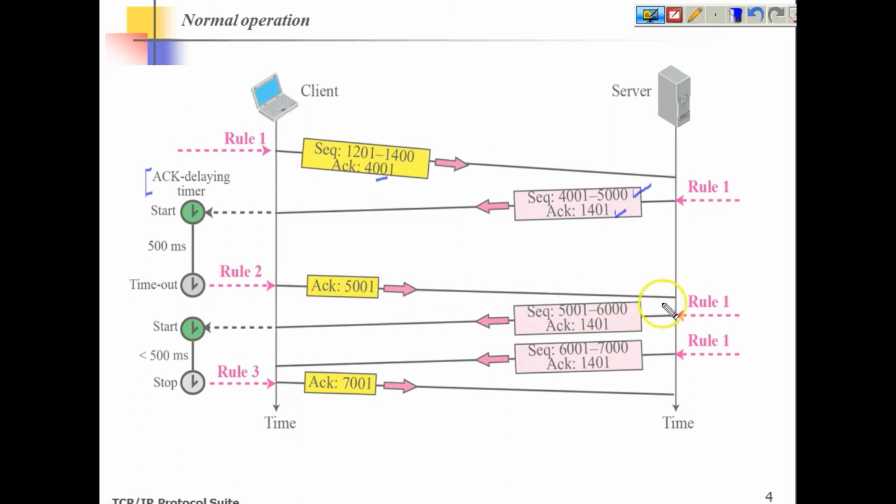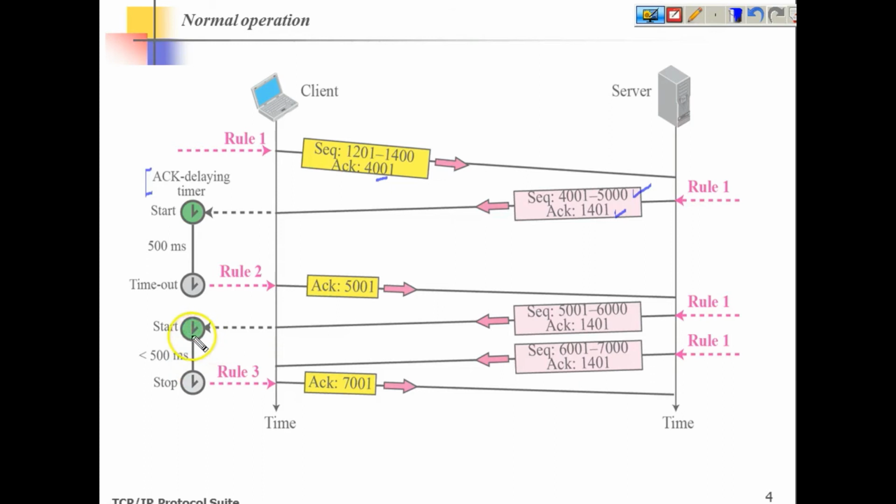Now it goes to the server. Now here the server wants to send one packet, and whenever it is sending some data, the acknowledgement is always there. It sends a second packet, again the acknowledgement is always there. Now when the first packet reaches the client side, it is not immediately acknowledged, but a timer will start and it will be counting 500 milliseconds to acknowledge.